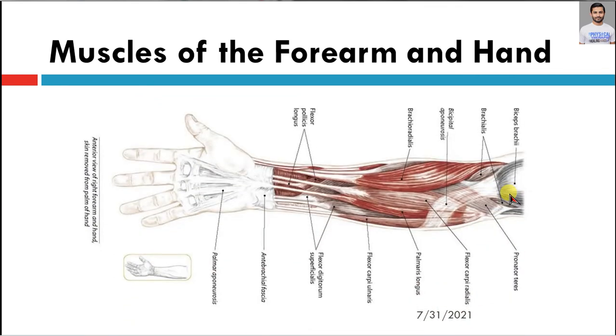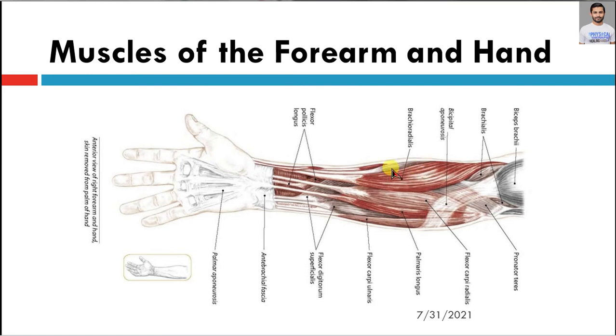The muscles are sometimes difficult to understand and sometimes very difficult to remember, but we will try to make them easy to understand. In this view, although it is a bit of an inverted view and you don't see things very appropriately, we can see the biceps, and the bicipital aponeurosis can be seen.